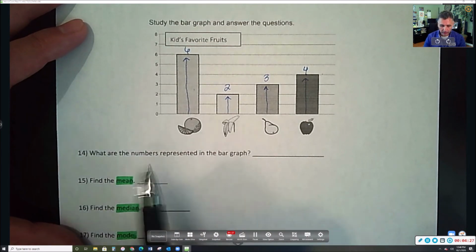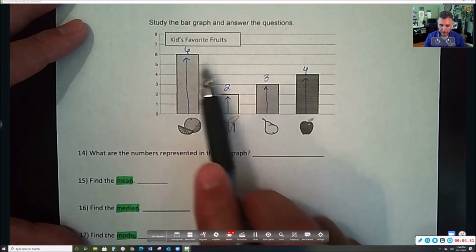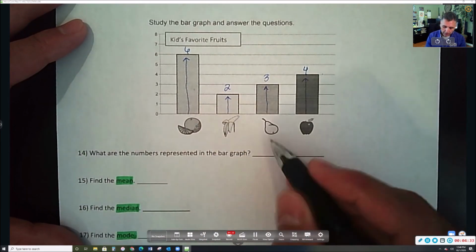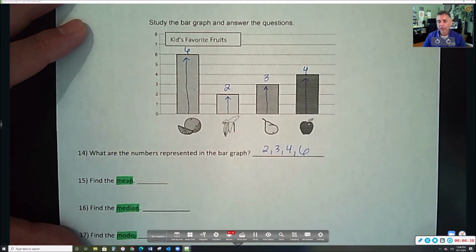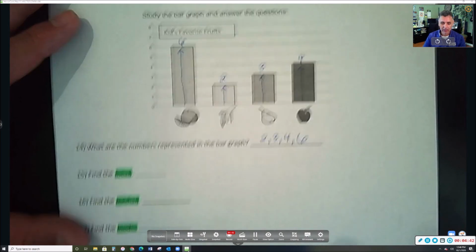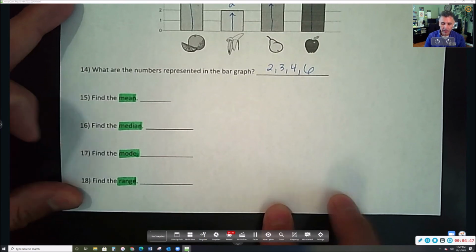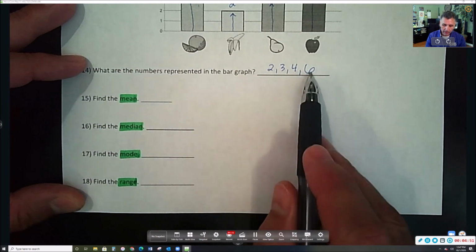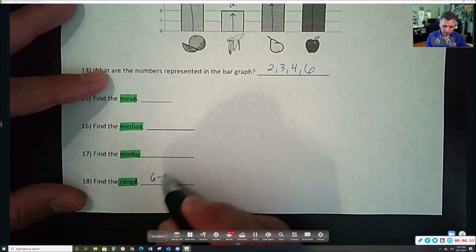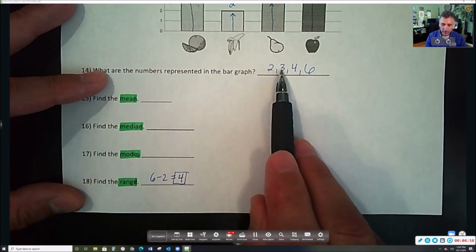So anyway, let's do this. What are the numbers represented by the bar graph? So here are the numbers. Instead of just putting 6, 2, 3, 4, again, I'm going to put them in order from least to greatest. Because then, no big surprise, we have to find the mean, median, mode, and range for these numbers. So again, the range is the big number minus the small number. The mode is the number that appears the most.